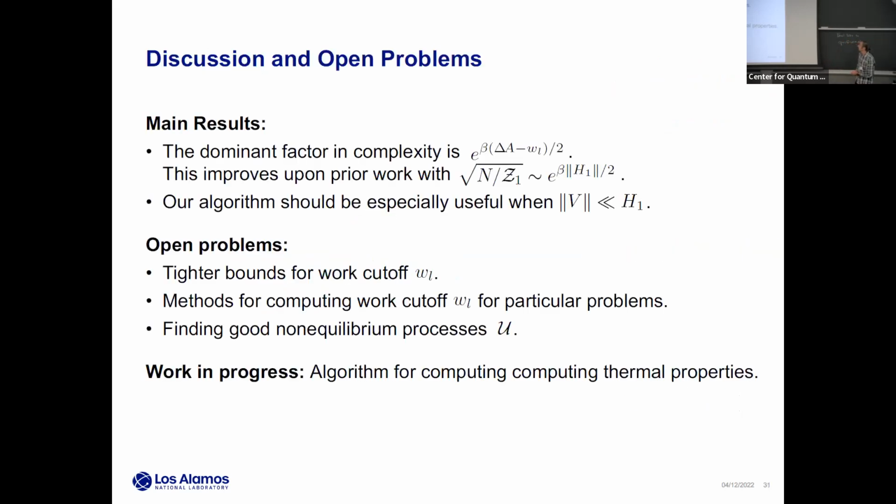Okay, so I'm running out of time. The main result is that we found a quantum algorithm that uses fluctuation theorems to reduce the complexity of the thermal state preparation algorithms. And it should be useful whenever it's easy to prepare the thermal state of a close by Hamiltonian. Some open problems are proving better bounds on the work cutoff and finding better non-equilibrium processes that will reduce this complexity. So with this, thank you.